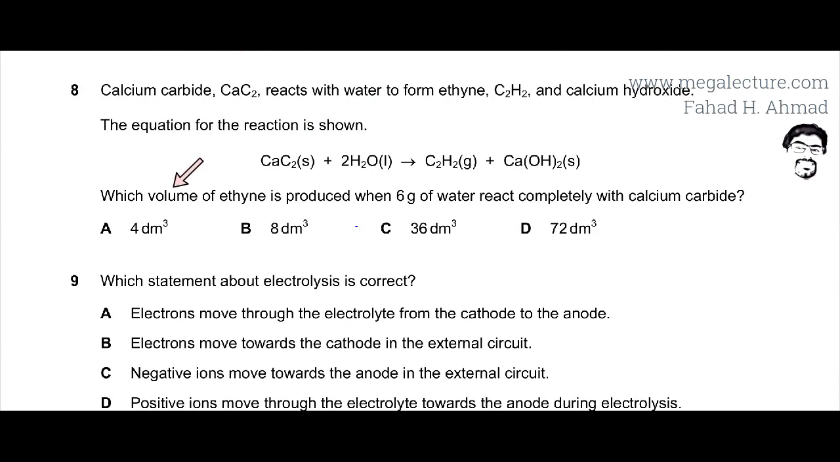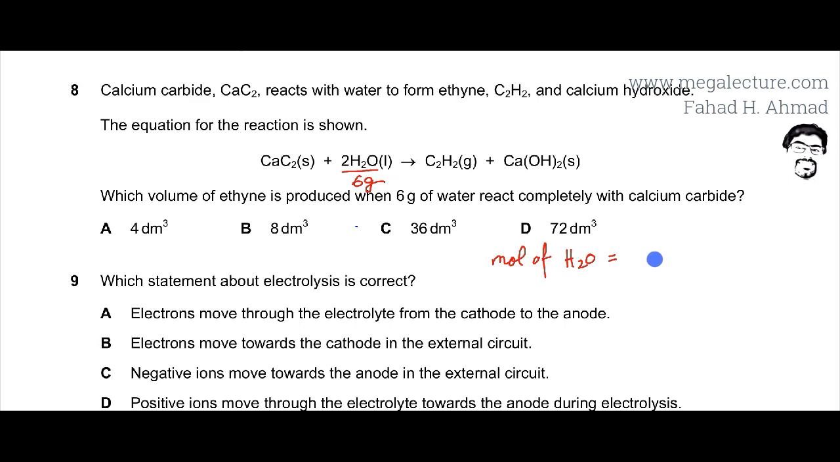The question now is, which volume of ethyne is produced when 6 grams of water react completely with calcium carbide? So we are given the mass of water, which is 6 grams. The first thing I need to do is find out how many moles of water I have. So moles of H2O need to be calculated.